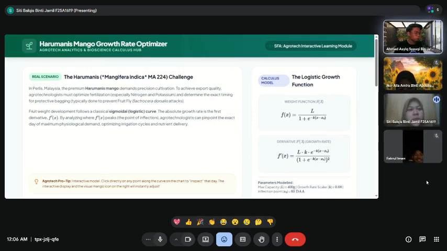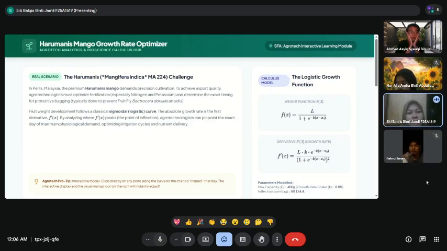standard. A major challenge for agrotechnologists and farmers is determining the exact timing for optimal fertilization, specifically for nitrogen and potassium, as well as pinpointing the perfect window for protective bagging to prevent devastating fruit fly attacks. This is where our application comes into play, bridging the gap by leveraging an advanced mathematical approach, specifically calculus, to solve a real-world agriculture industry challenge.